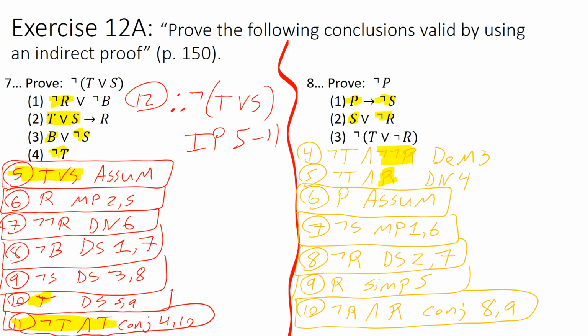We've ended up at a contradiction based on a certain assumption. So for 11, we can therefore conclude that p is not the case by an indirect proof, sentences 6 through 10.